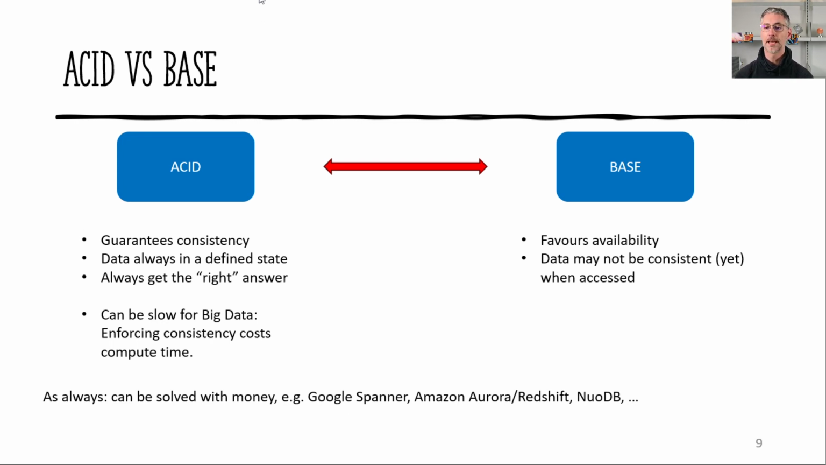It can be solved with money. So commercially, there are databases that sort of bridge the gap between ACID and BASE, like Google Spanner, Amazon Aurora, Redshift, NuoDB and others. So they try to be as ACID compliant as possible while retaining the benefits of BASE databases. However, of course, they're commercial databases that operate in the cloud, and you may not be able to use those.